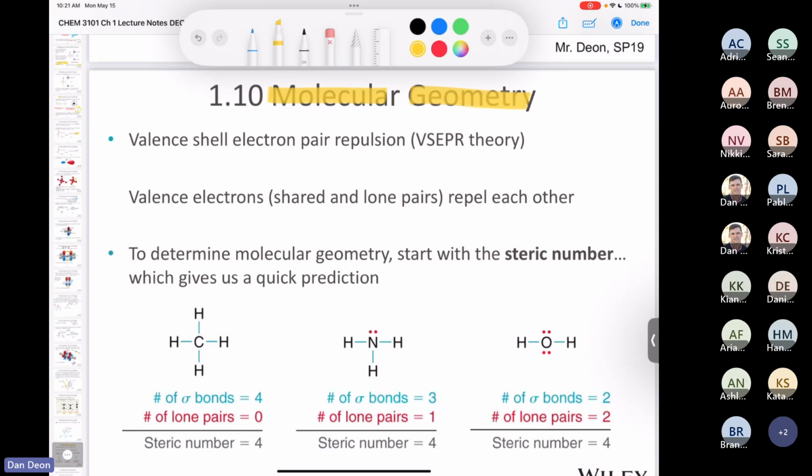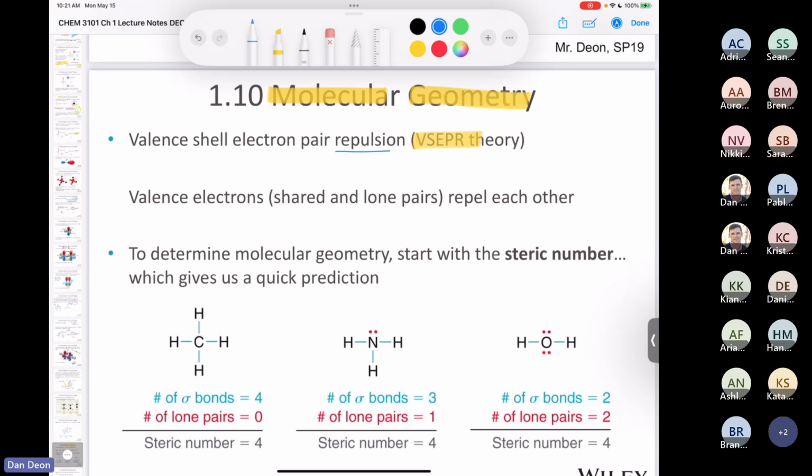So we don't cover any kind of octahedral or trigonal bipyramid or seesaw. Those things don't come up in this class. But you have to remember what VSEPR is, right? It's valence shell electron pair repulsion, right?